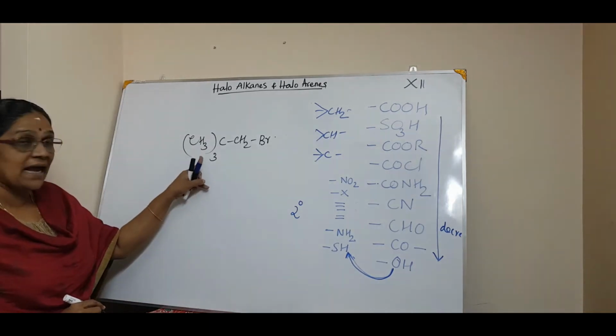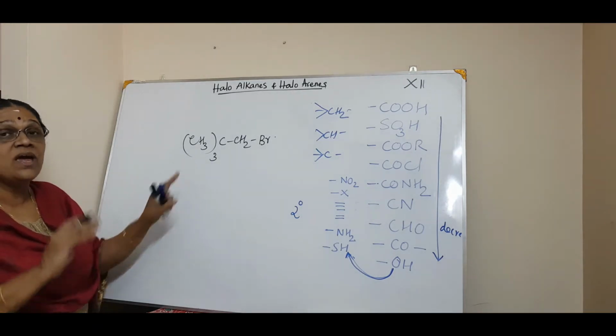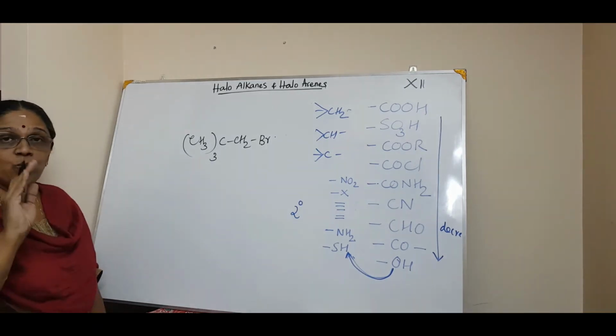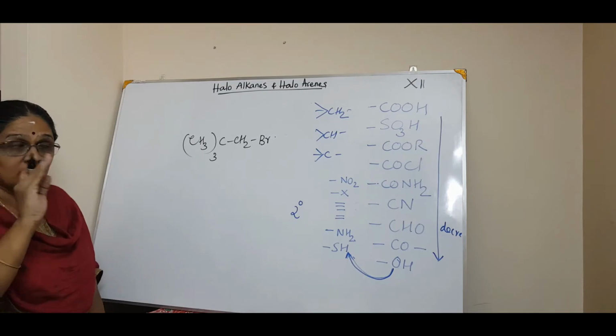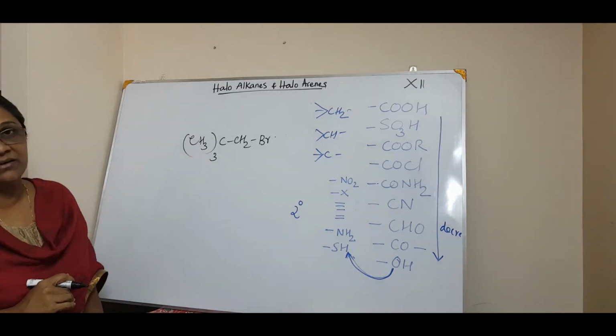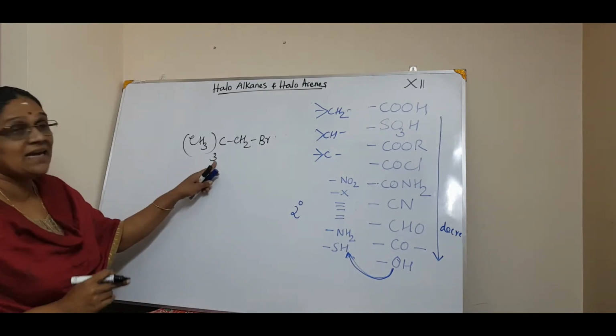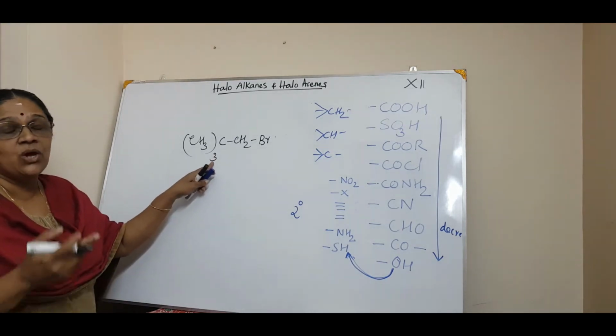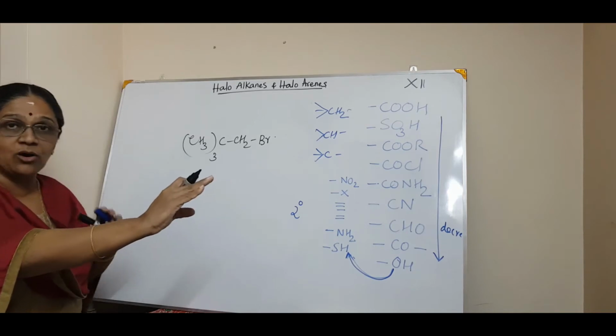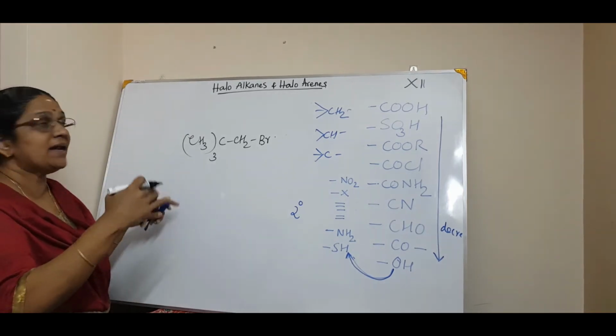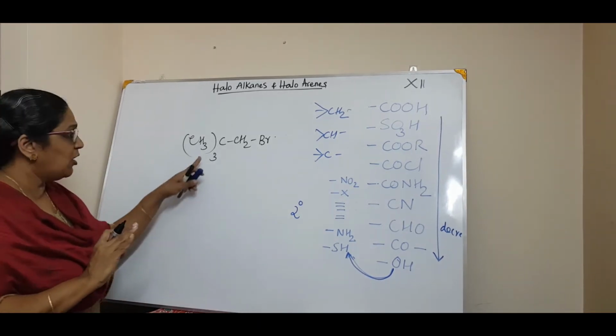Whenever you get a bracket like this, you have to expand it. Then only will you select the longest chain. Before that, you cannot select the longest chain. Whenever di, tri, tetra, etc. comes, you have to expand that compound fully, and then you number it and then you name it. Correct? Now we will expand it.